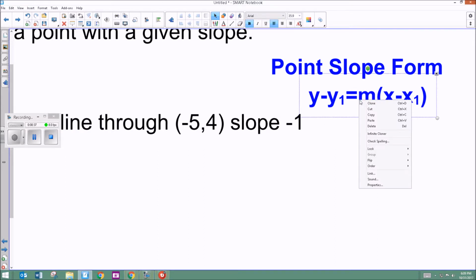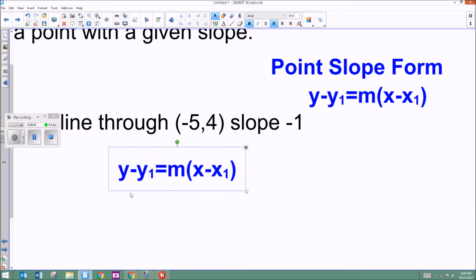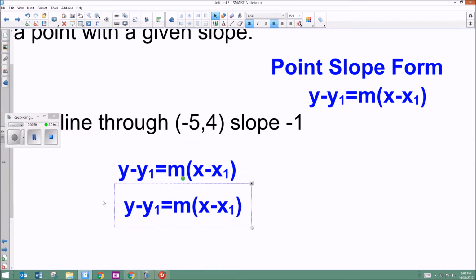Okay, so let's do a line through negative 5, 4, and slope is negative 1. Well, we're going to use the point-slope form here. We'll start with that. So let's substitute inside of the formula. My y value is 4, so I'm going to put a 4 there. Oops, that is a small 4, isn't it? Good.